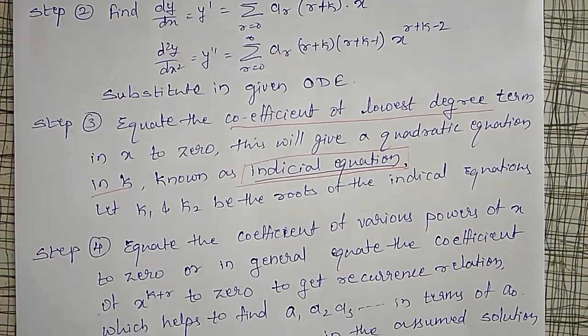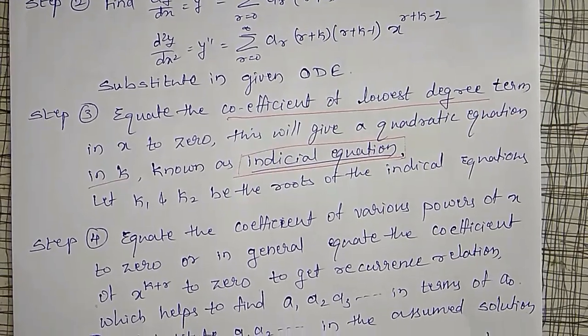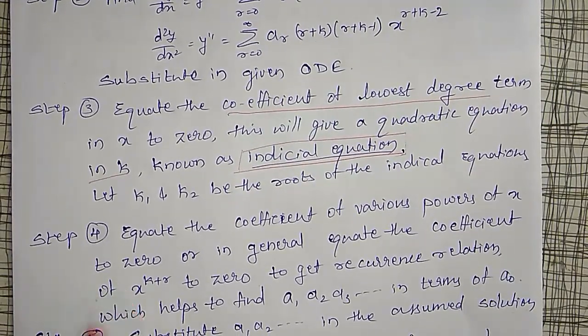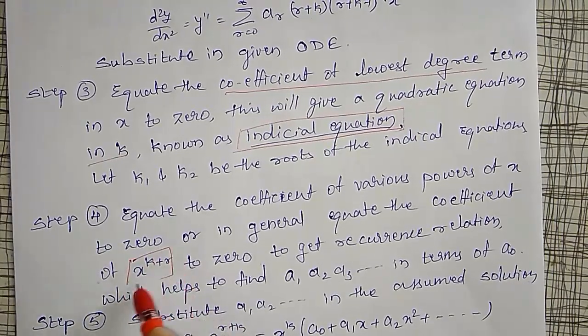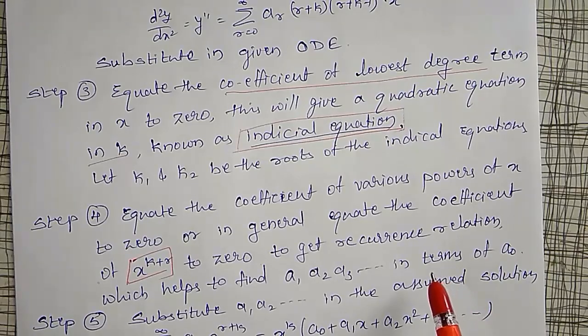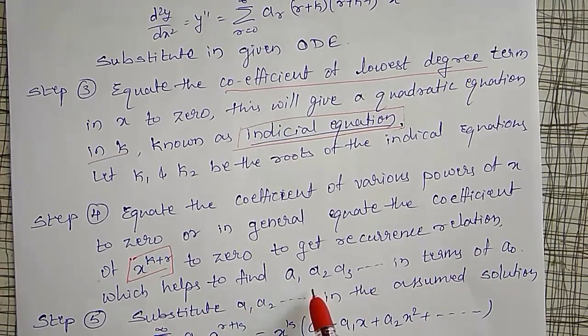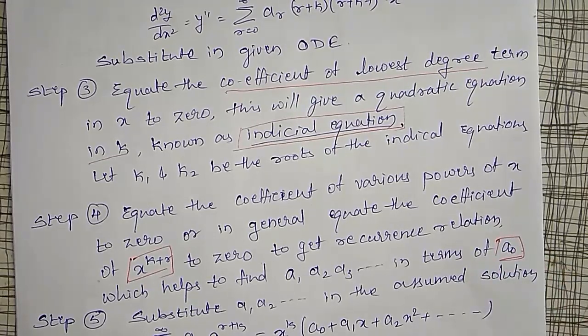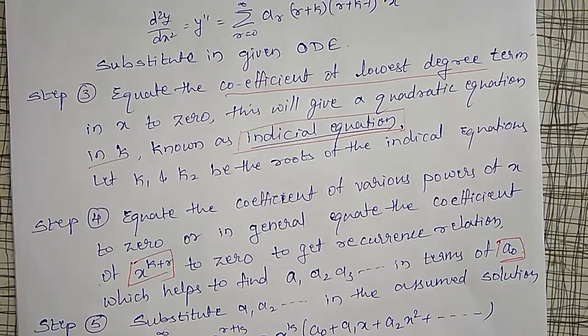Next step, equate the coefficients of the various powers of x to 0, or in general equate the coefficient of x to the power k plus r to 0 to get the recurrence relation, which helps us find the remaining coefficients a1, a2, a3 in terms of a naught only. In the previous case we were getting a naught and a1, but in this case we have to find them only in terms of a naught.